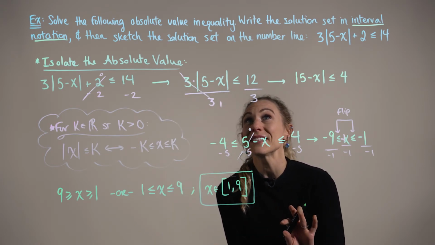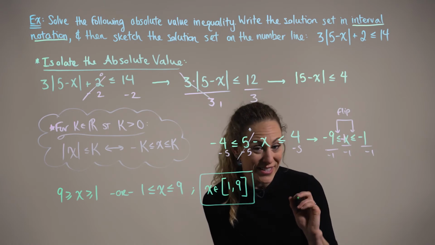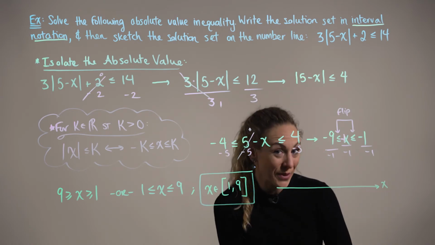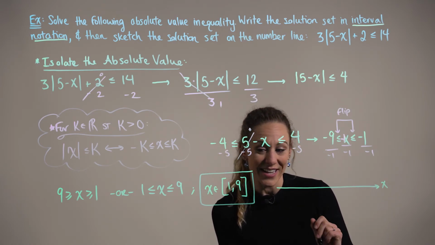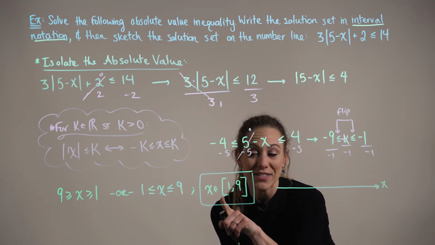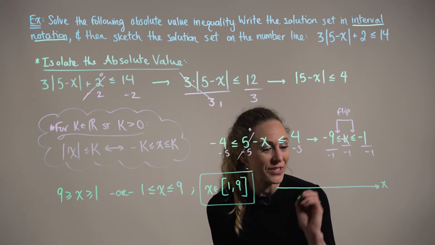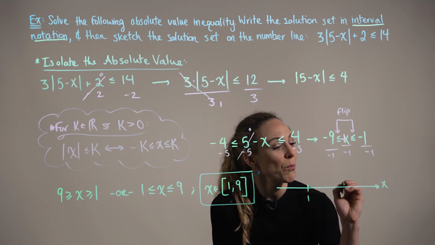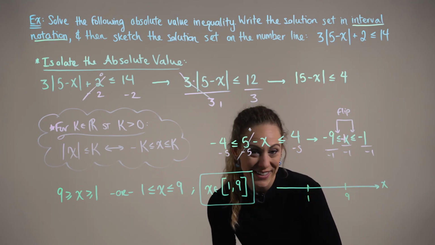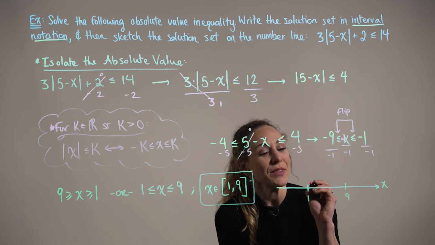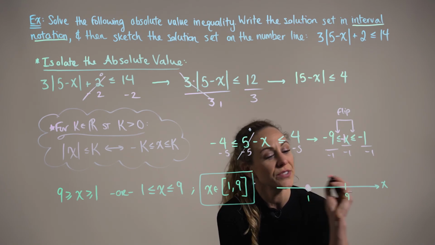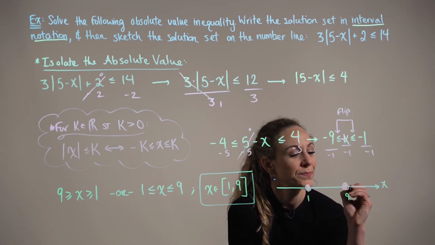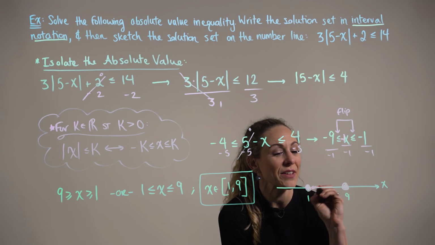And last but not least, we want to sketch the solution set on a number line. So here's our number line, our x-axis, and we really only need to be concerned with the endpoints of the solution set. So +1 and +9. And since x can equal these endpoints, we'll draw closed circles at each endpoint, and x can be any value in between.